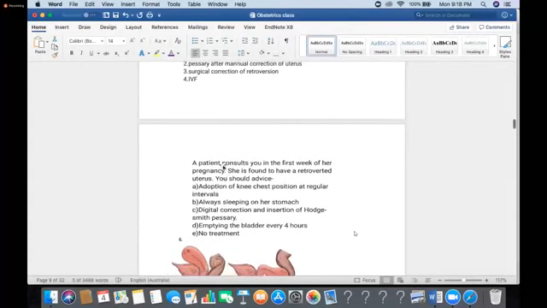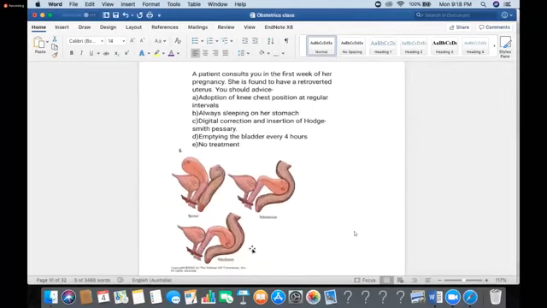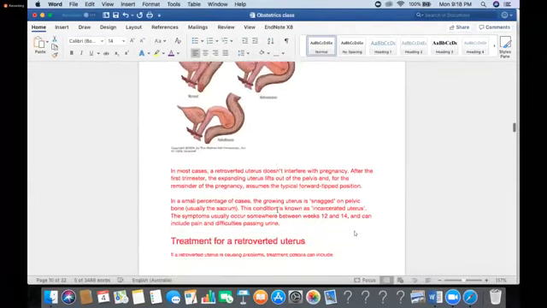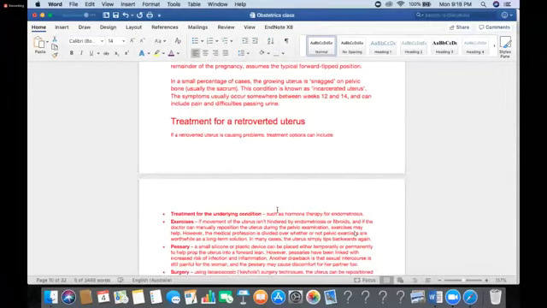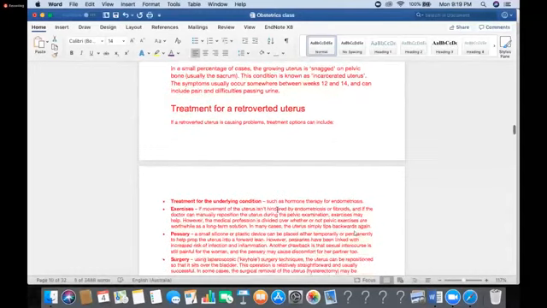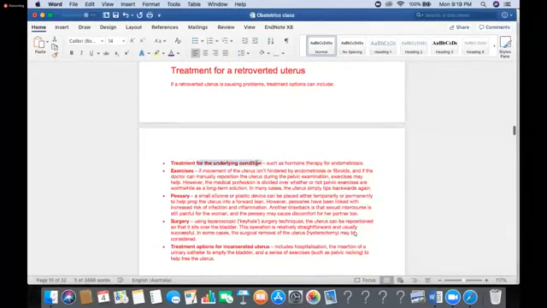And the next question is, the patient consults you in the first week of her pregnancy. She is found to have a retroverted uterus. You should advise no treatment, because the patient is not having any symptoms. Without symptoms, you will not give any treatment. Simple. Okay. So always get the patient checked for underlying conditions. Next is exercises. Next is pessary. And if these are not working, then you will go for surgery. Okay. Am I clear? Yeah.